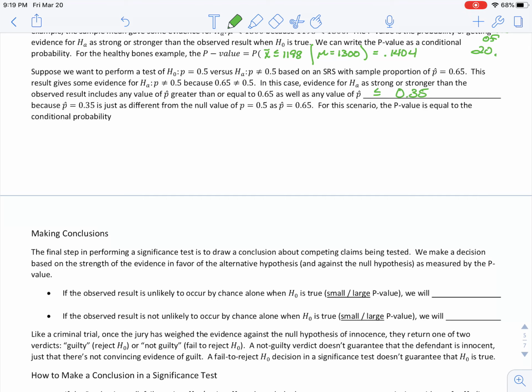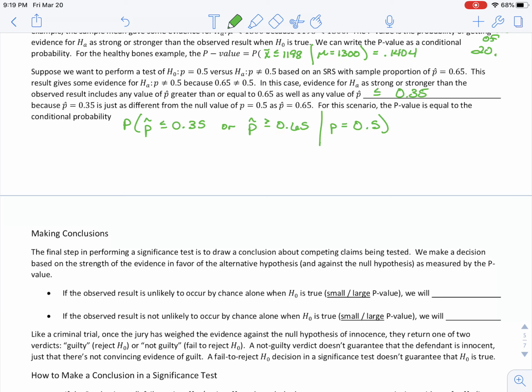In this scenario, the p-value is equal to the conditional probability of finding a sample proportion, so p hat, that is less than or equal to 0.35, or p hat value of greater than or equal to 0.65. Again, given the condition that your null is true. If you keep assuming that it's actually whatever was in the null, how likely is the result that you got?